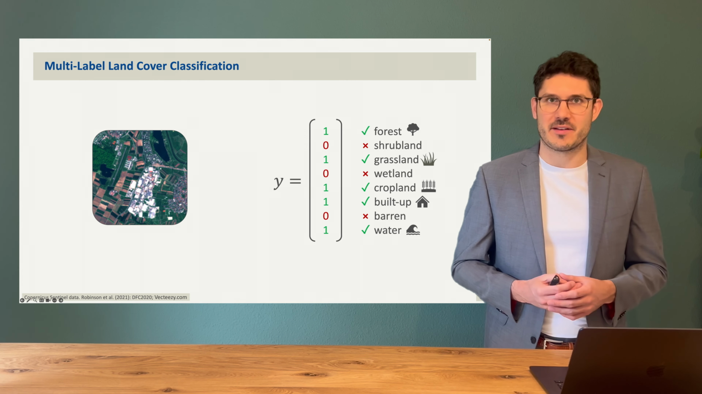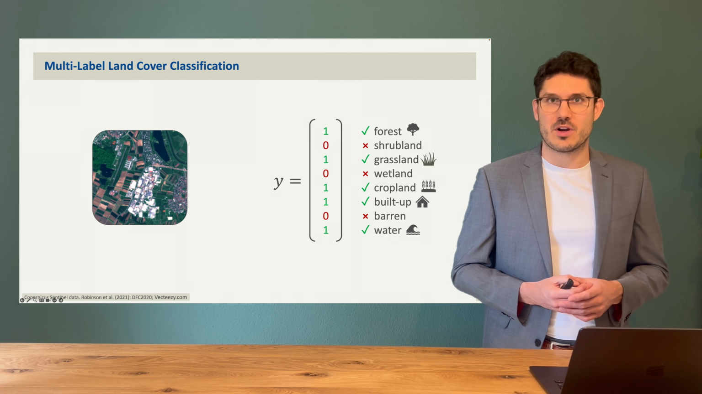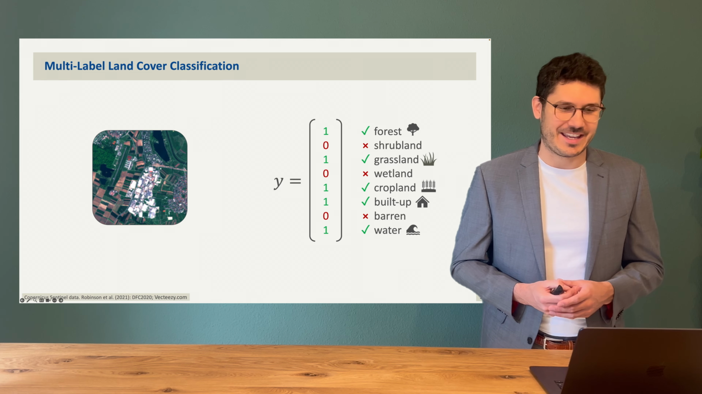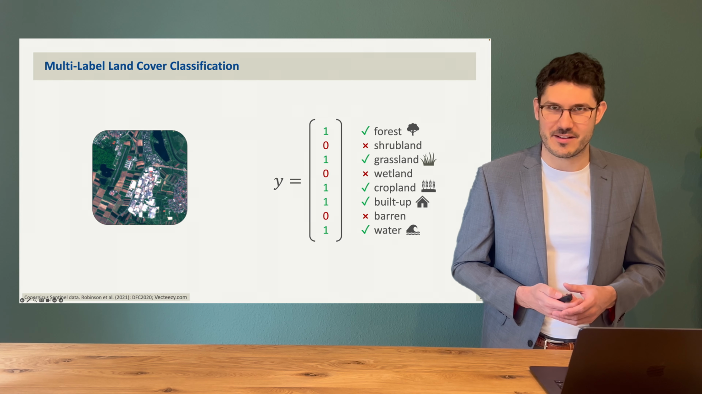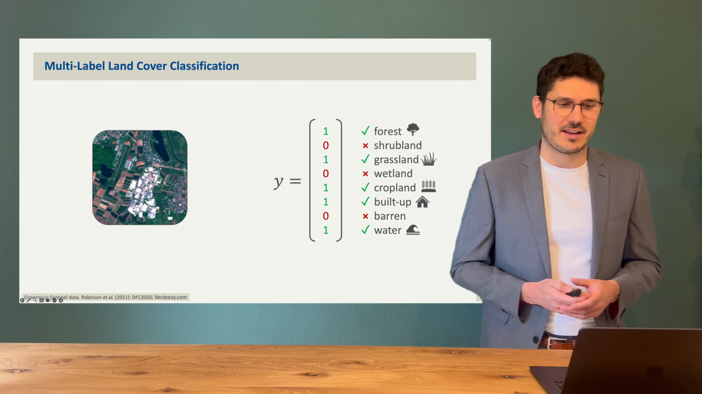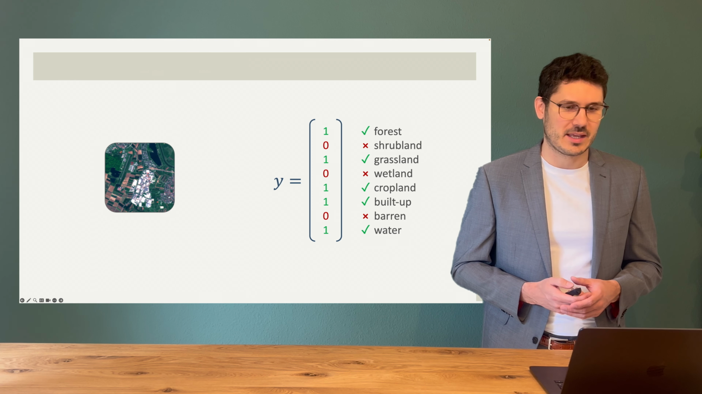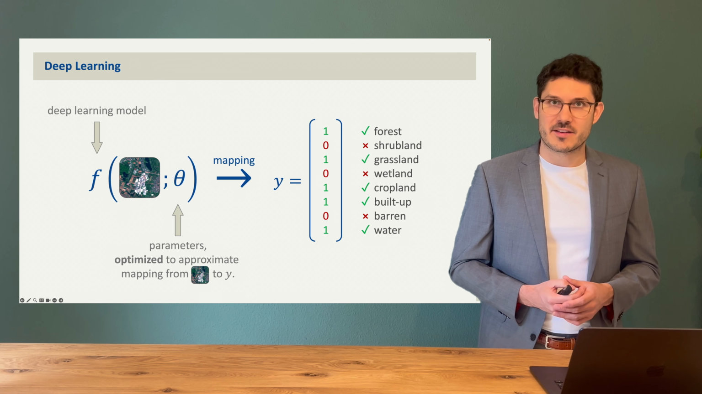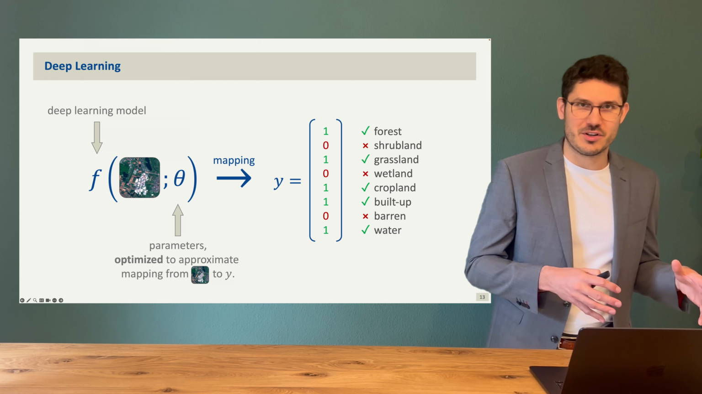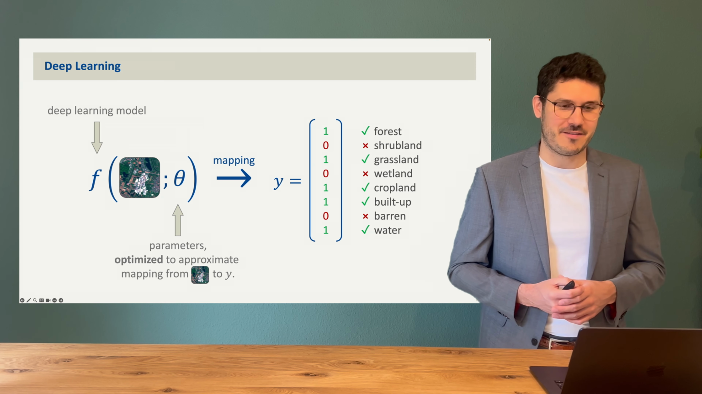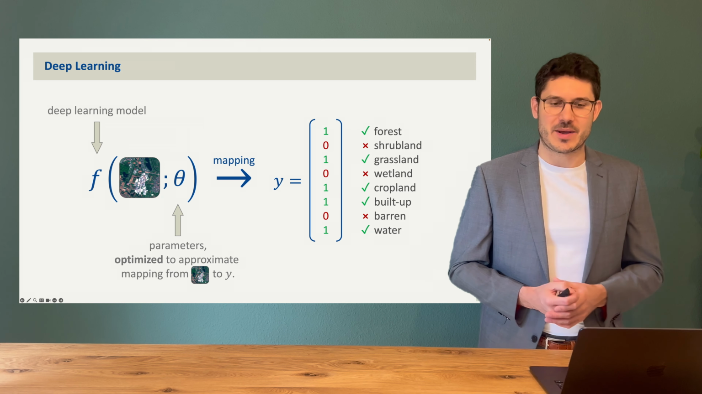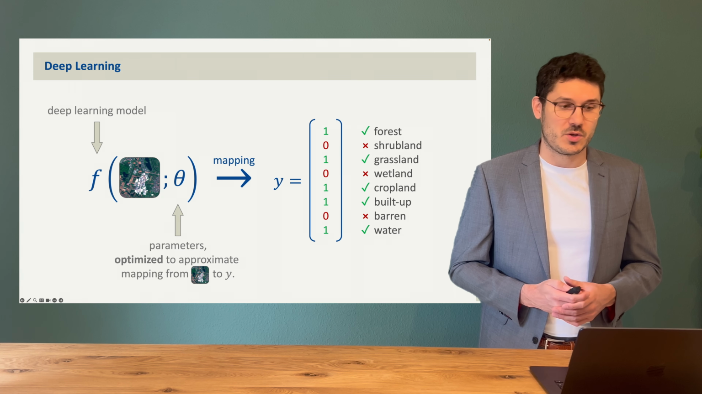And as a formal representation, there's a target vector with ones indicating that the class is present in the image and 0 indicating that it is not. Deep learning models approximate a mapping from the input to such target vectors. And this is realized by optimizing parameters using training data.